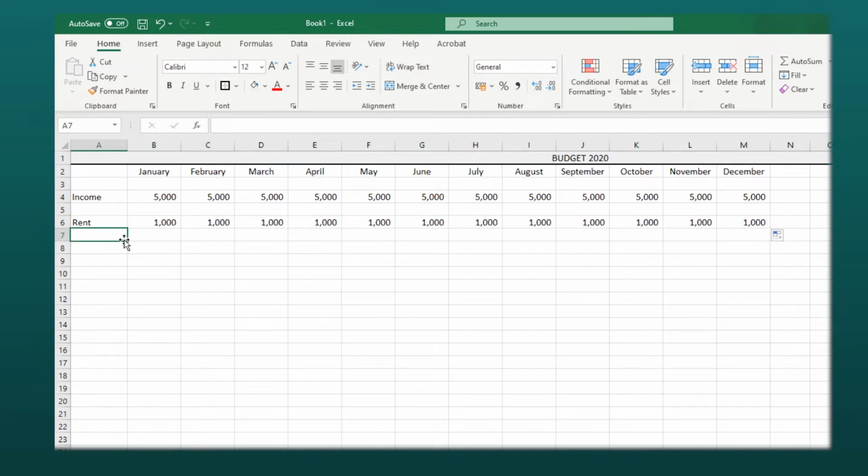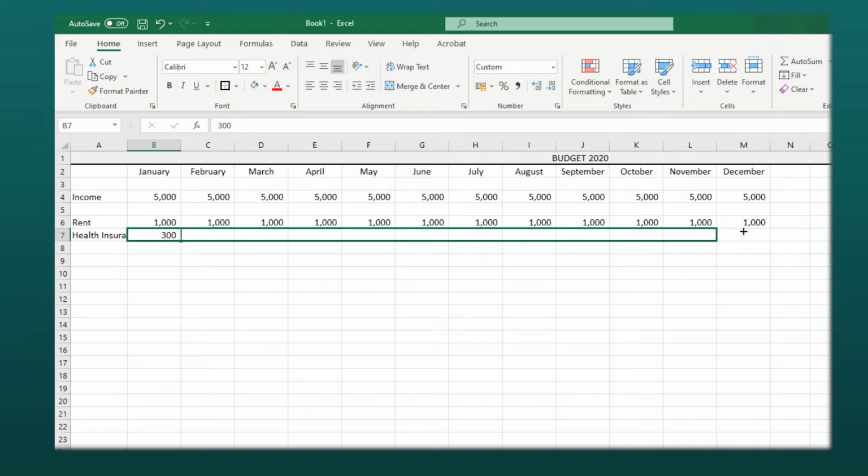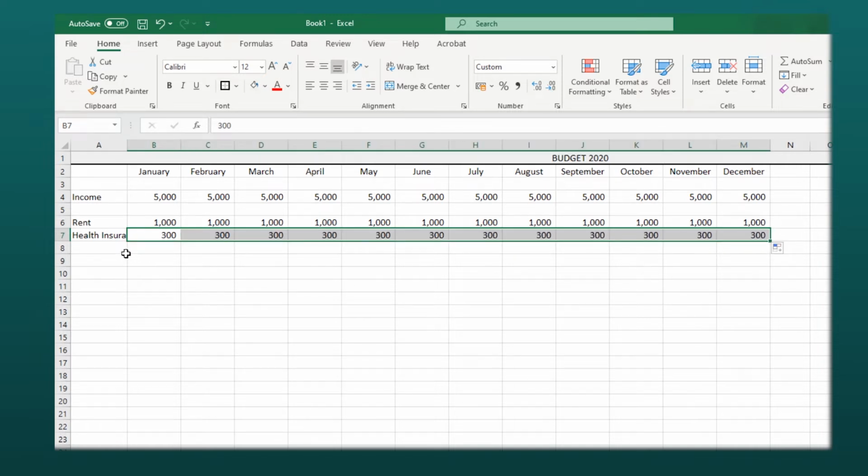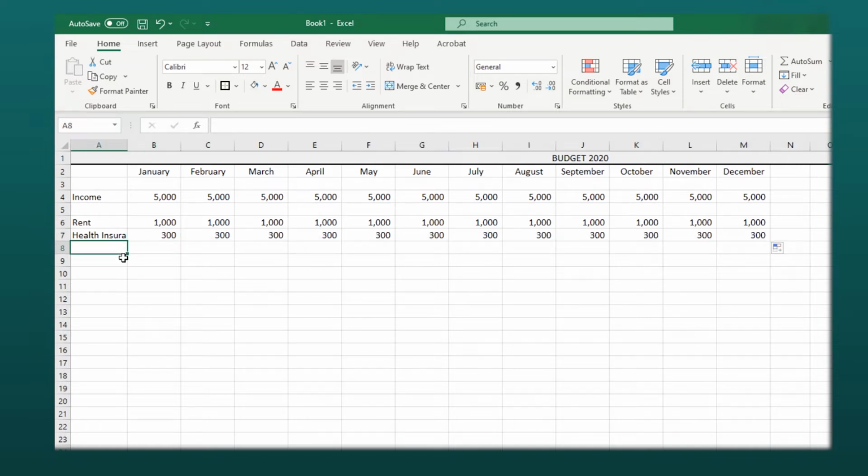Here we take as an example the rent. So we put that we have a rent of 1,000 francs per month. So each month you will pay 1,000 francs for the rent. There is also the health insurance. Normally you pay once a month, and we assume here that it's 300 francs. So you put 300 for each month.